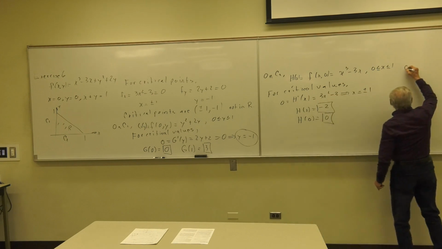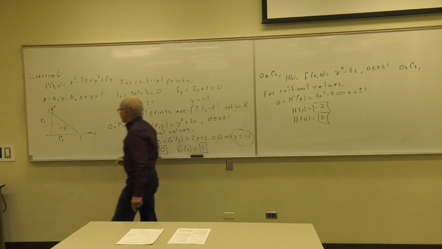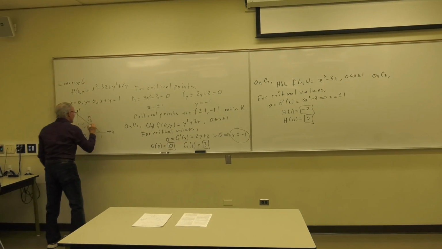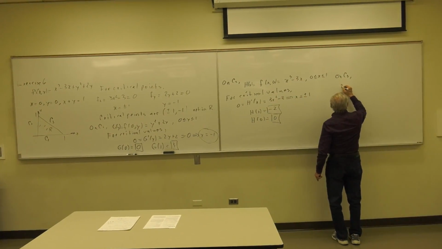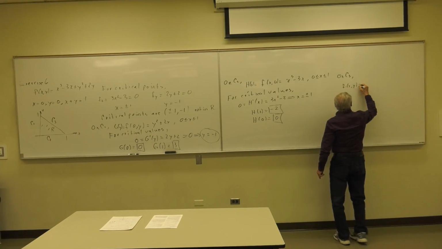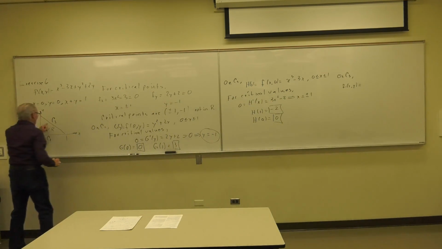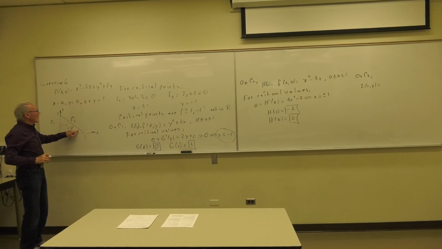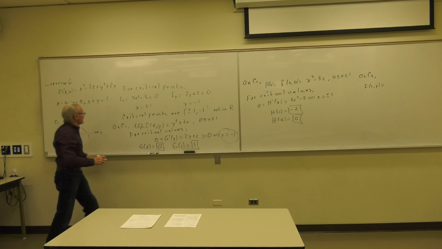On C3, the last one, the slanted line on this edge. So on C3, we'll take our function f of x and y, and we're going to have to express it in terms of one variable. We could go parametric equations for this, but why bother? Why don't we solve this for y in terms of x and put that into there.